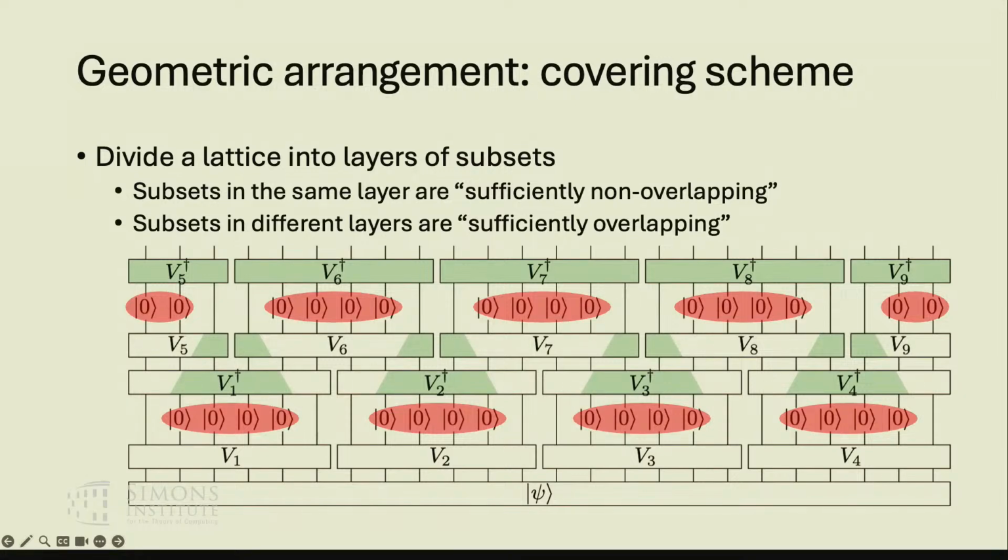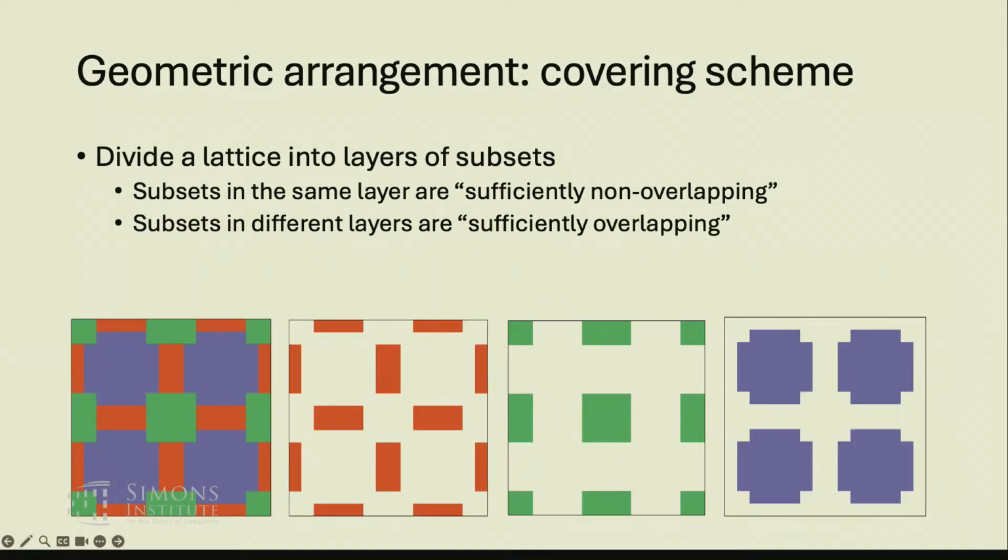And the second principle is that subsets in different layers are sufficiently overlapping, which makes this light cone argument work. And really, the key question is, how do we do this in general? Because in 1D, this looks very simple, but in higher dimensions, it could get a lot more complicated. Okay, so I will just conclude by sketching how it works in 2D.